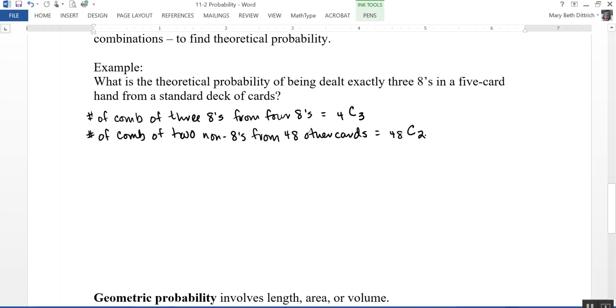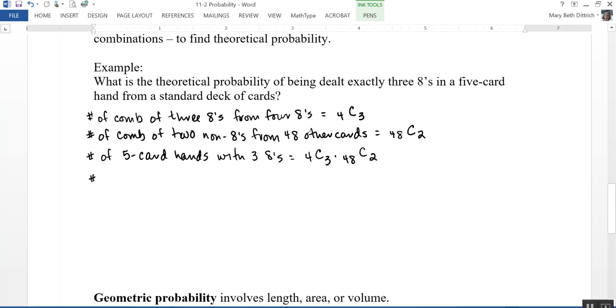48C2. Okay, now multiplying those two using the fundamental counting principle, I'm going to come up with the number of 5 card hands, sorry, not combinations, just the number of 5 card hands with three 8s and then two other cards. So that's going to be 4C3 times 48C2, and that's just using the fundamental counting principle. That's what's going to be on top of my fraction.